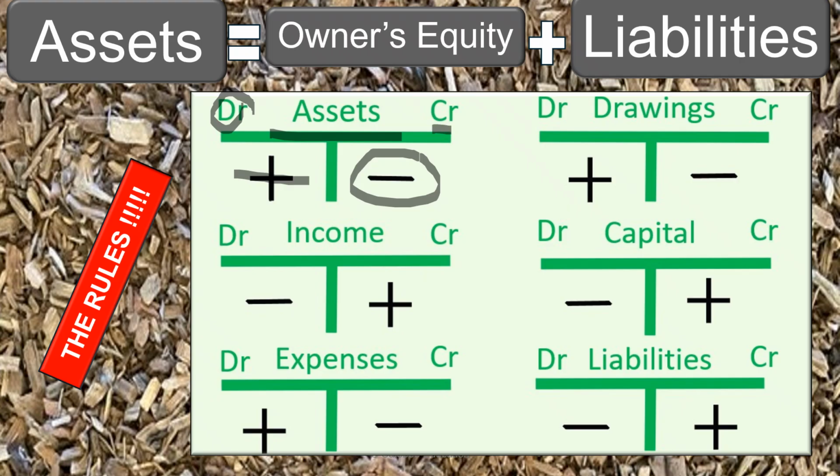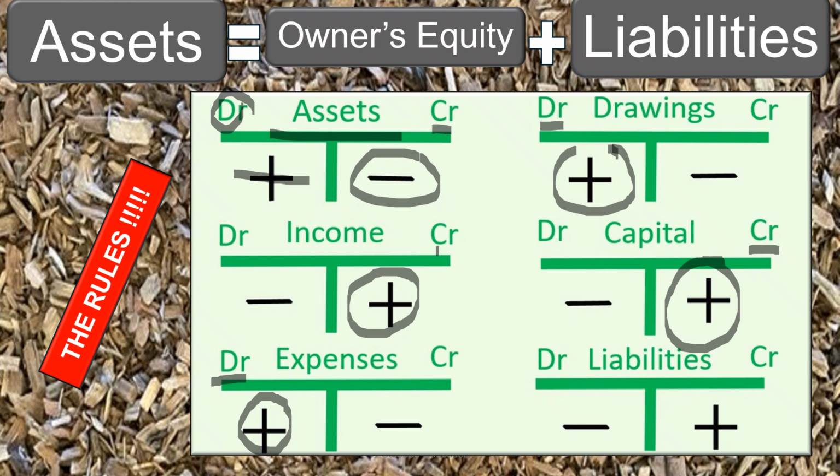Income increases owner's equity. For example, sales. When sales increase, there's an increase in income, the account is credited. Increase in an expense, the account is debited. When the owner takes cash or stock for his or her personal use, there's an increase in drawings, debit. When the owner puts more into the business, capital gets credited. When we owe more, for example, if we've bought from a supplier on credit, our liabilities have increased and the account will be credited.